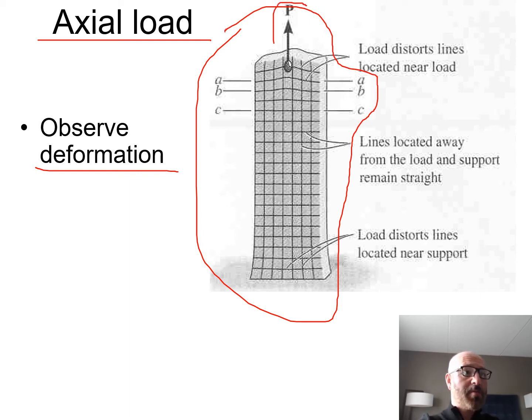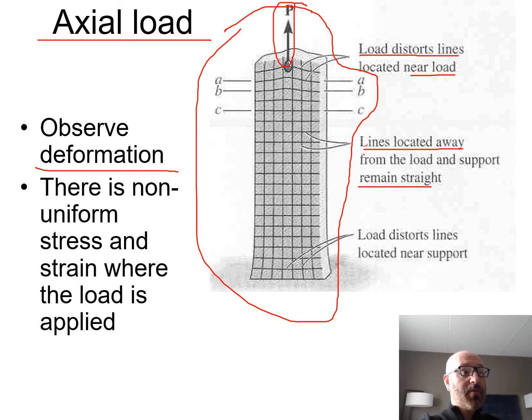We can see we have our load P applied up here, our external load right there, and you see the load distorts the lines located near that load right there. So you can see right up here, that first line in A and B, you can see those lines distorting right there where it's near that load P. But then as we get down a little bit further away, these lines located away from the load and support, these remain straight down there.